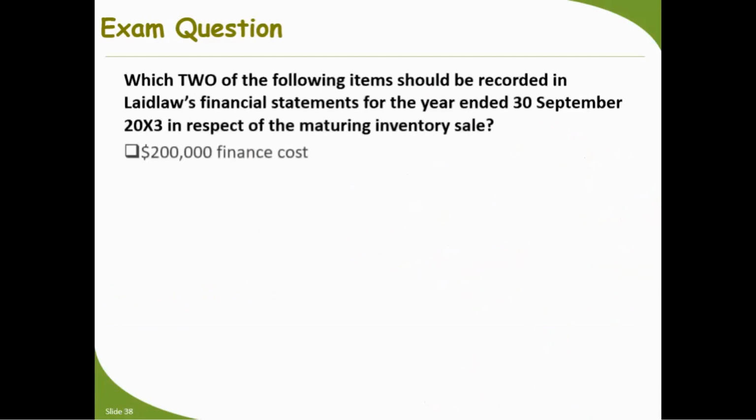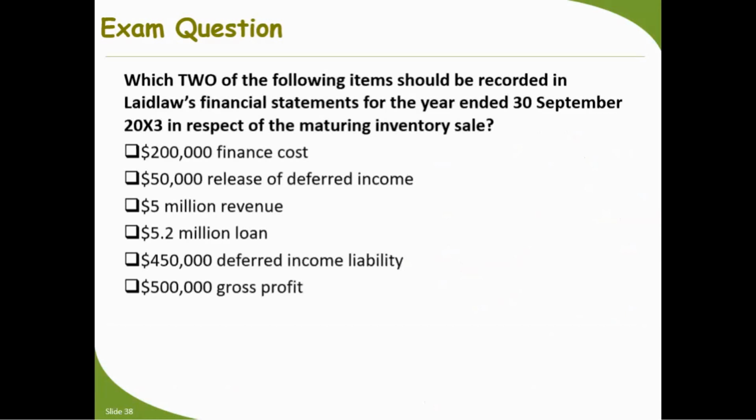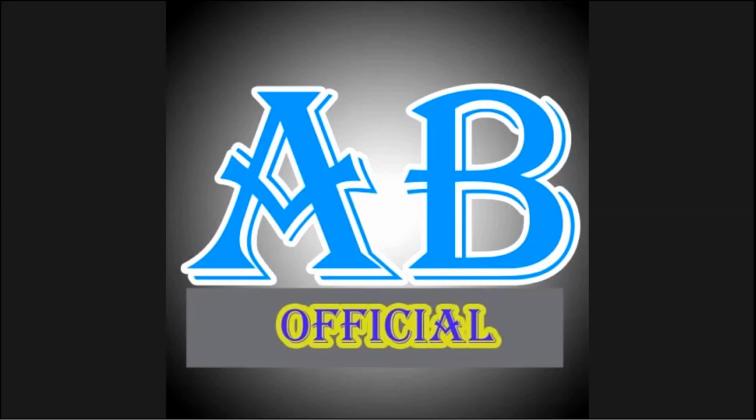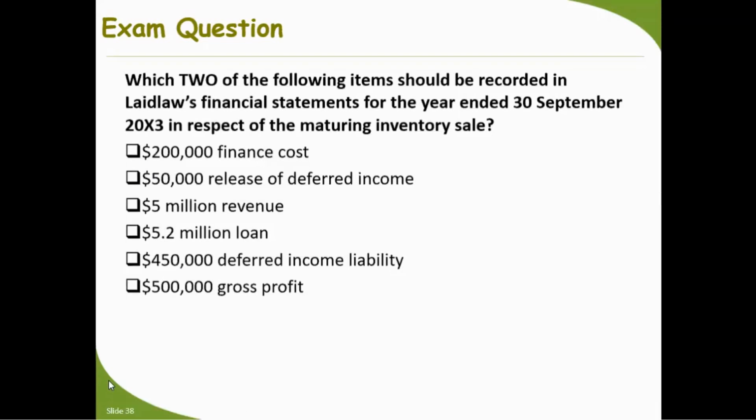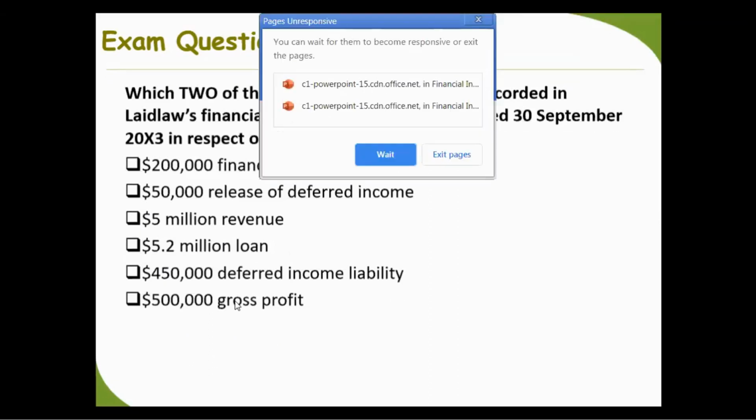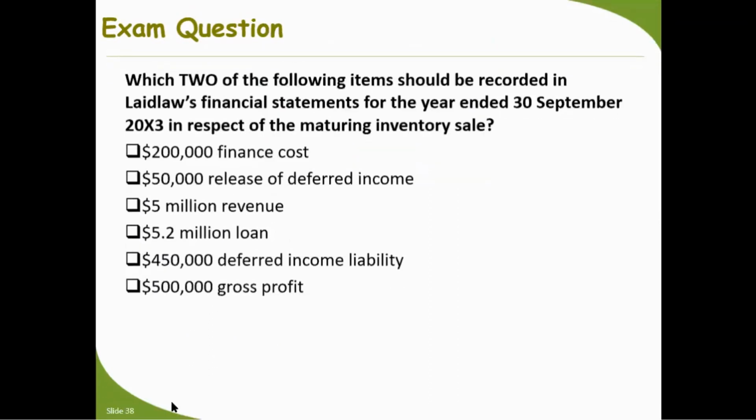Now, which two of the following items should be recorded in Laidlaw's financial statements for the year ended 30th September 2003 in respect of maturing inventory? We have already established it's a loan. So our answer is 5.2 million loan.